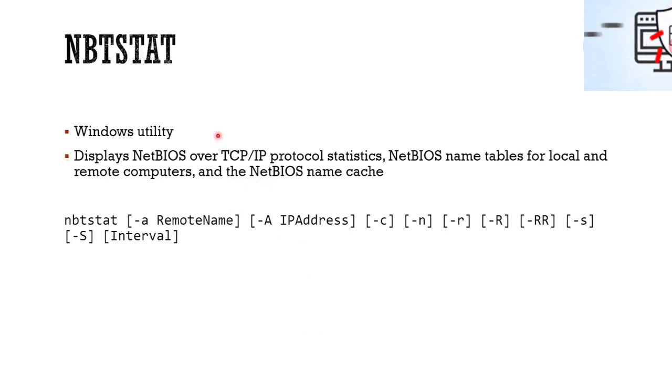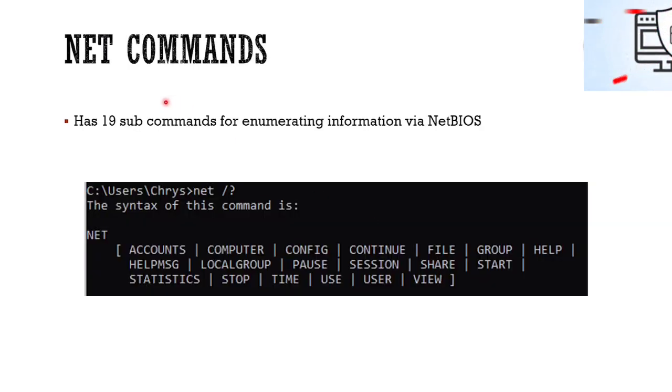Now here's one of my favorites, the net commands. Net has 19 subcommands to get information via NetBIOS. You can also use it to create things. I like to use the net user command. So you would just say net, and then space, then user, and then you could create a username with a password and just create them. And then you could use net localgroup and add that user to the administrators group. So we can use the net commands to get all sorts of information.